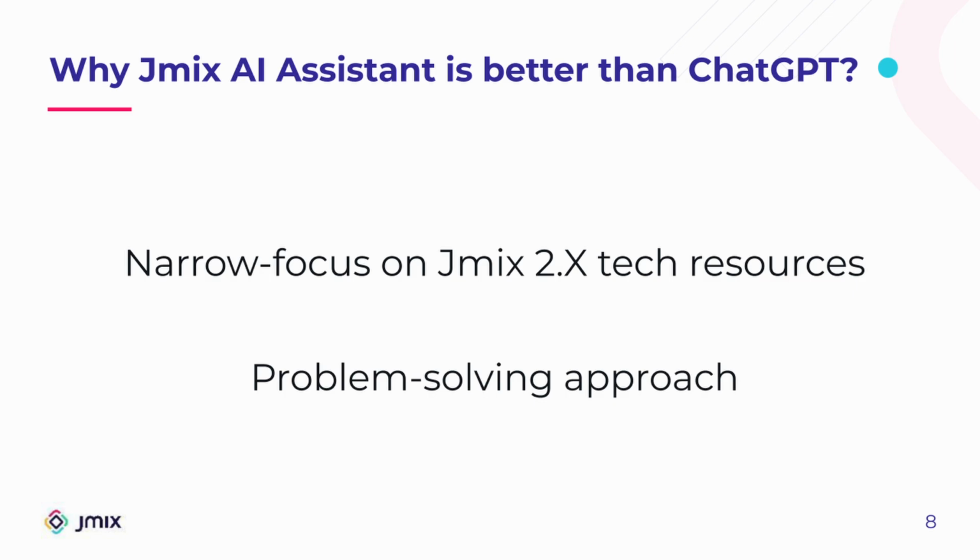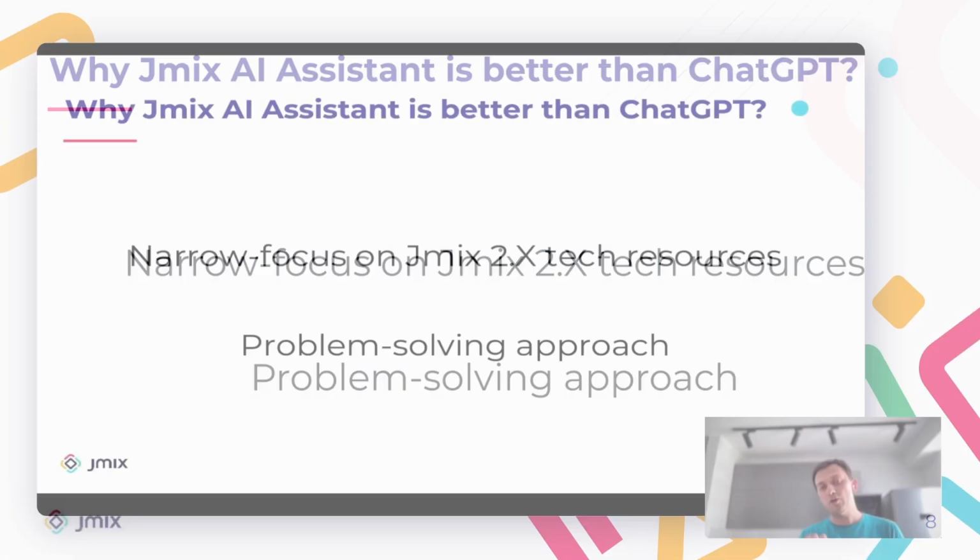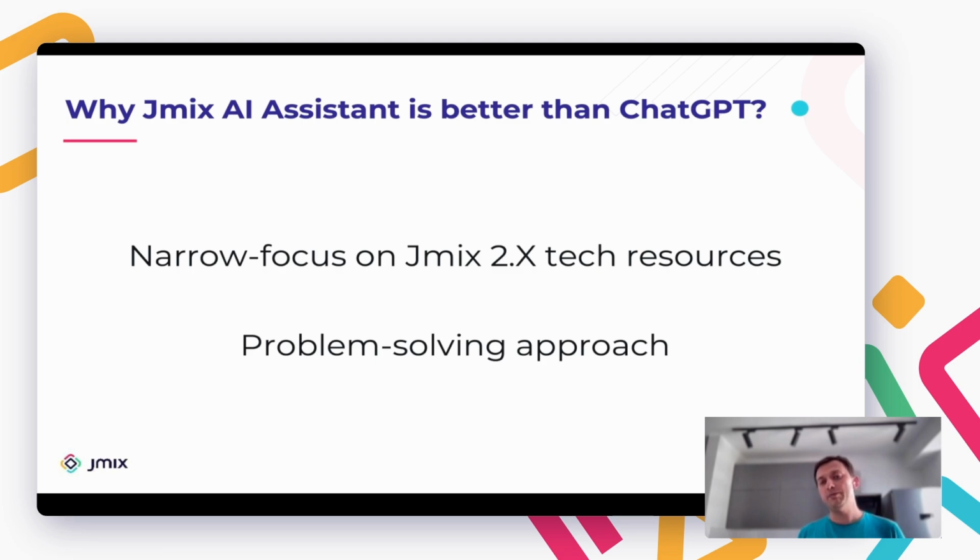So it's quite good to start helping people entering the technology and make their life easier in terms of searching the needed information. So you may also ask the question why Jmix AI Assistant is better than ChatGPT, because maybe you've mentioned in my previous slides that I've used the icon of ChatGPT because it is powered by ChatGPT actually. The first benefit is that this Jmix AI Assistant is narrow focused on Jmix tech resources.